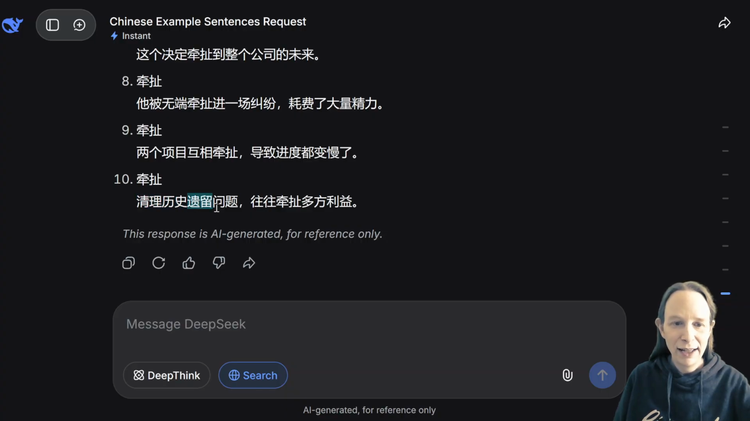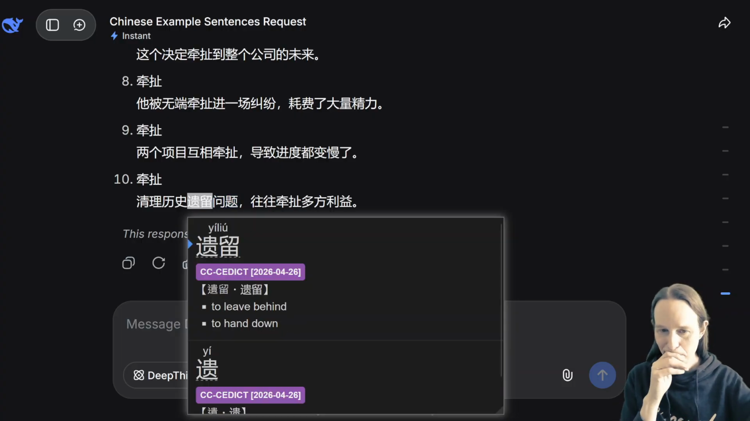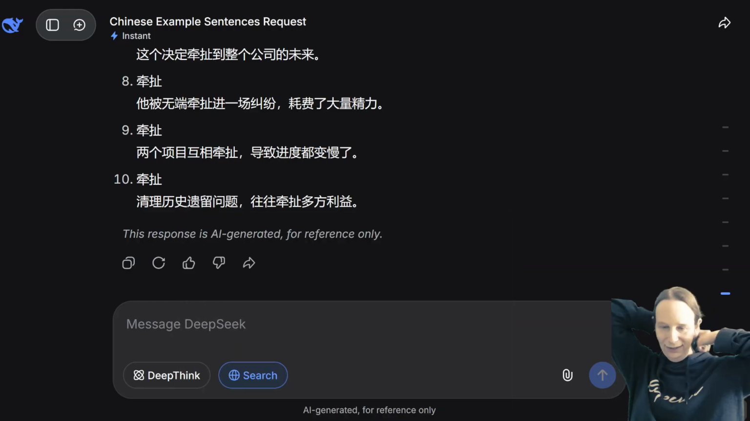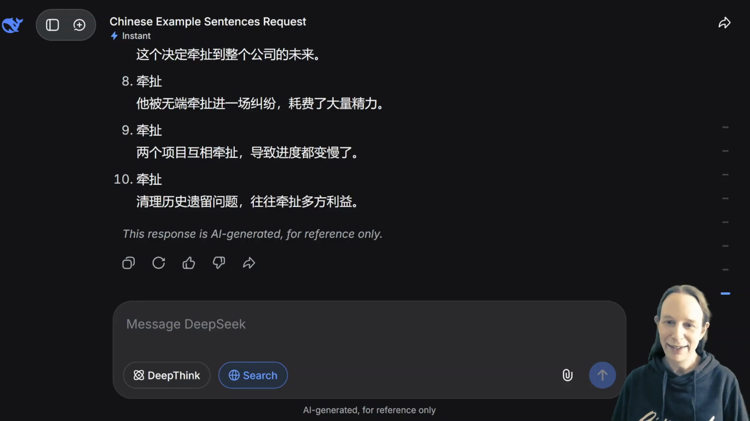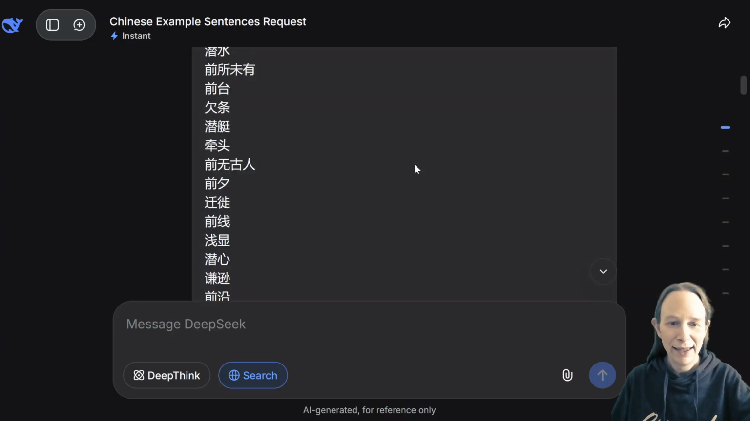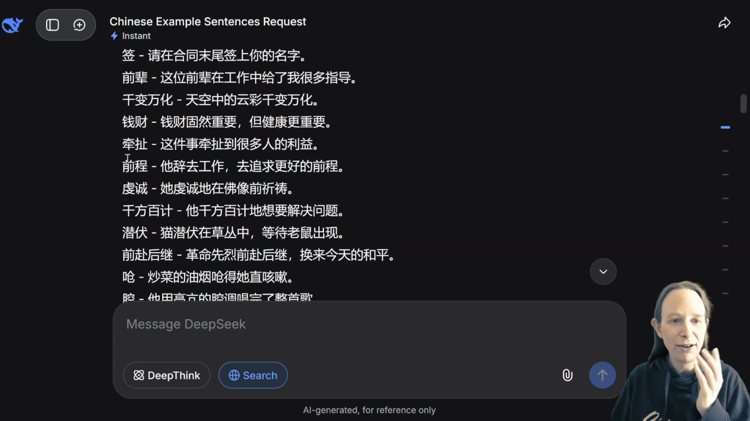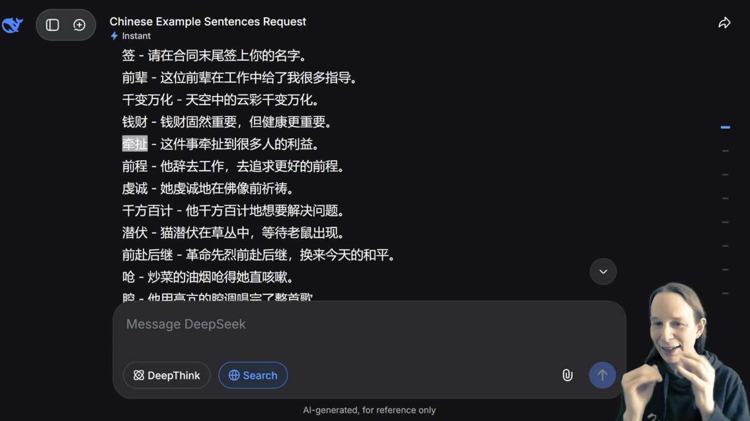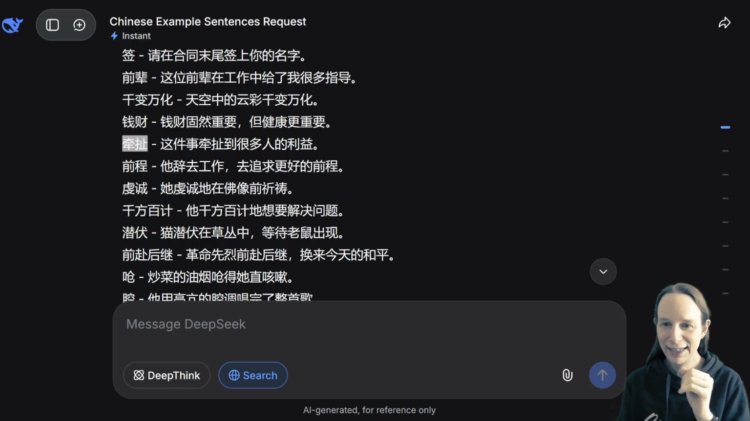历史遗留问题往往牵扯多方利益. The historical 遗留问题, historical leftovers, 遗留. Yeah, so it's not just people making objective assessments about history, people have their own interests, I guess. All right, 牵扯. So it's dragged into, and if you want to say dragged into very much like English, 牵扯进, 牵扯进. All right. Is there anything else we need to know? There's quite a lot of words with this one.